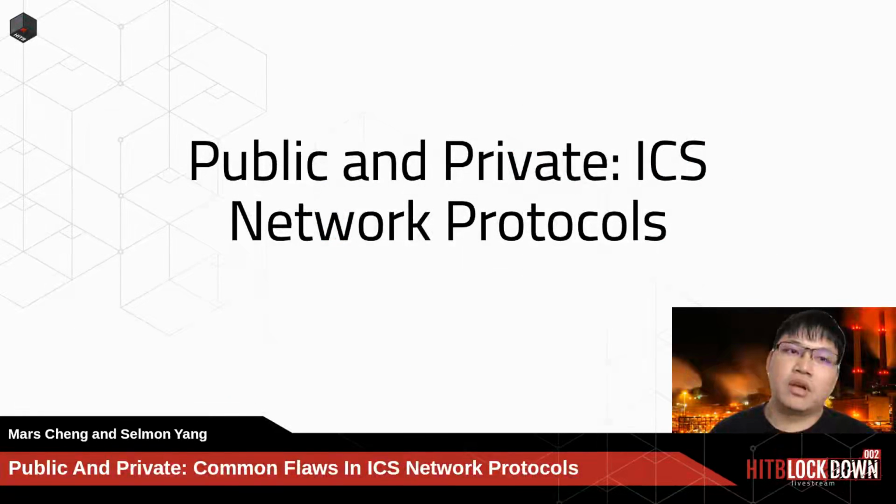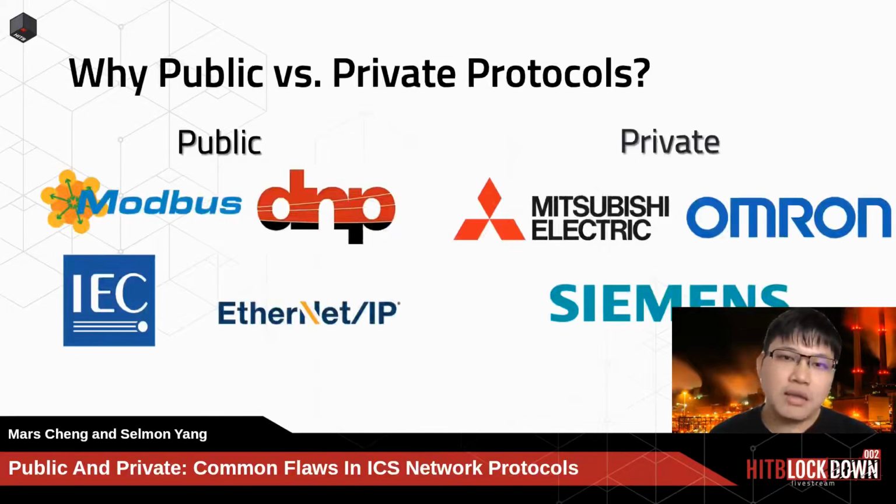Okay, now we will talk about public and private ICS network protocols. So why public and private, and what's the difference? For public protocols, we can usually find detailed specifications on the internet. In other words, attackers can easily become familiar with the contents of these protocols, and there is a high chance they can write exploit code, because they can very easily research protocols like Modbus, DNP3, or EtherNet/IP specifications, and find a way to write exploit code.